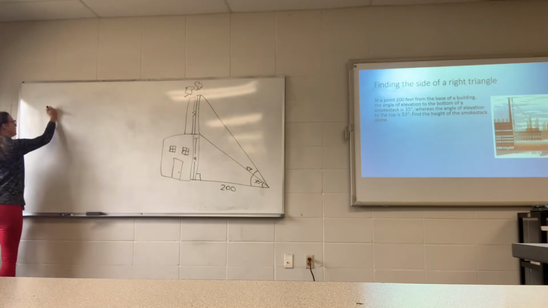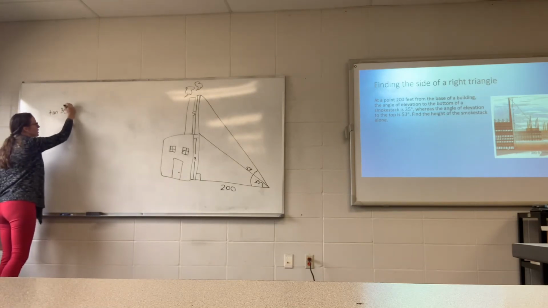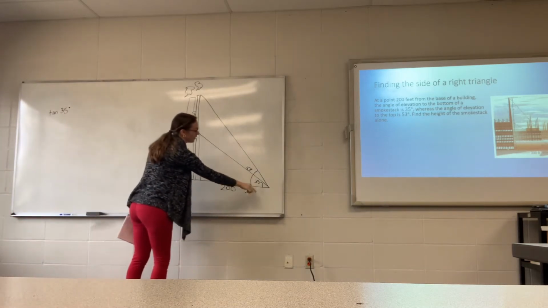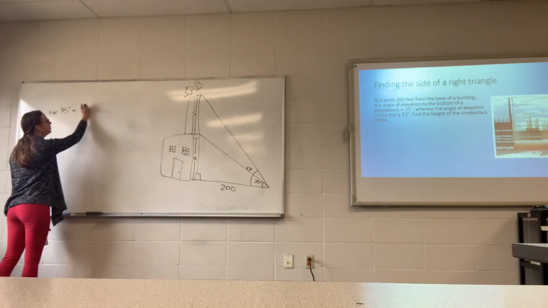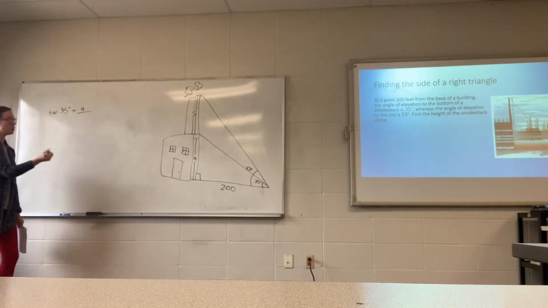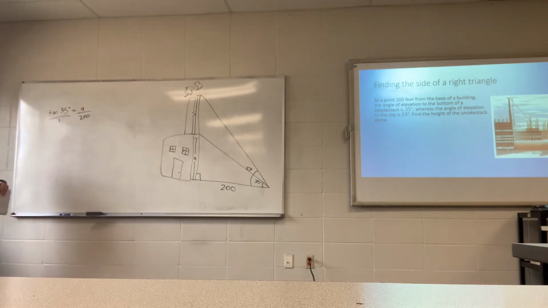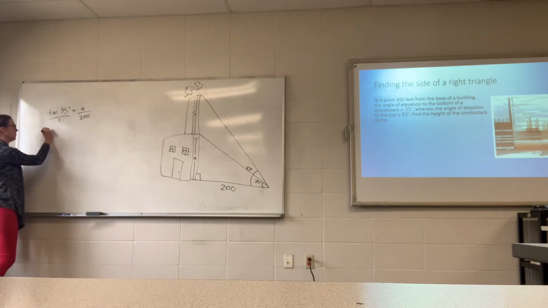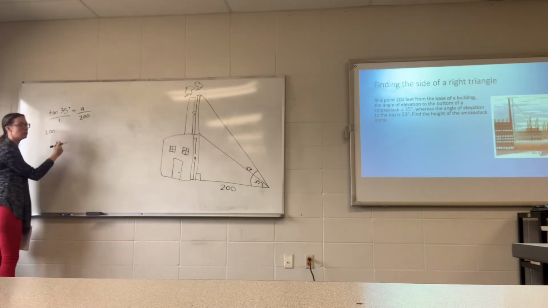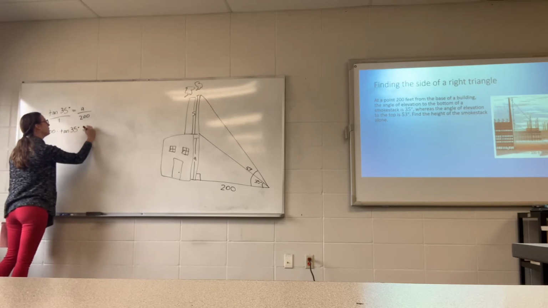So I have tangent of my angle, which is the 35 degrees, because I'm just using the little triangle right now. So my angle is 35 degrees, and tangent of 35 is equal to my opposite, which is A, over my adjacent, which is 200. So then Blake, how would I solve this? Cross multiply. Okay, and what would I have? Tangent of 35 times 200 is equal to A. Yeah, exactly.